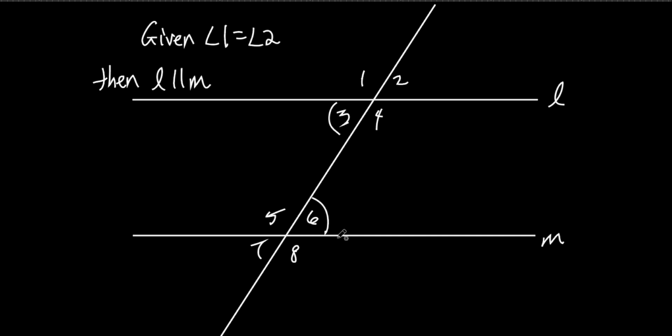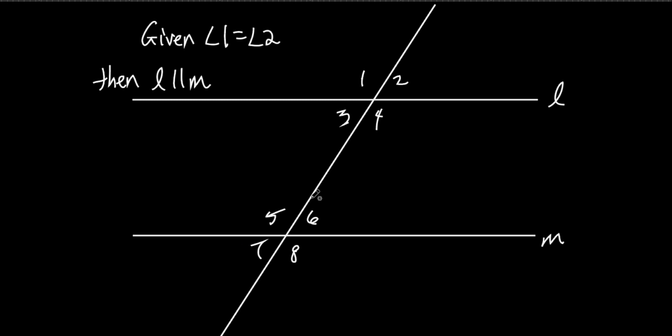If the alternate exterior angles are equal to each other, what would be alternate exterior? Let's say 2 and 7. So if they told you that 2 and 7 were equal to each other, what could we say? That the lines are parallel. Everybody got it? Right?